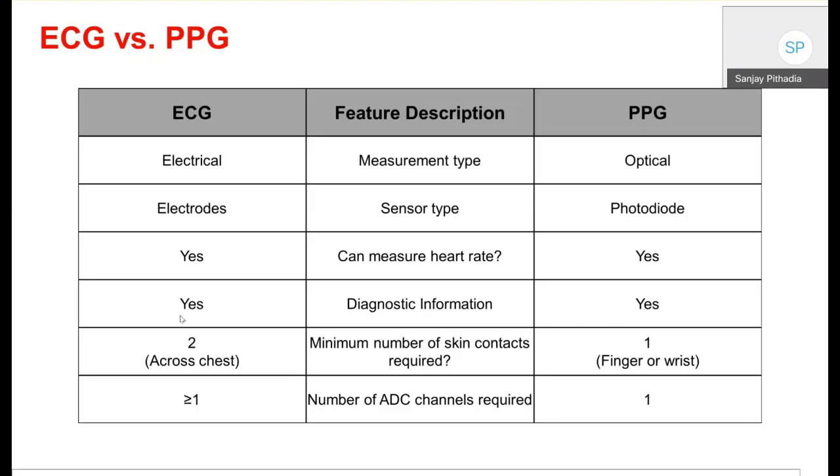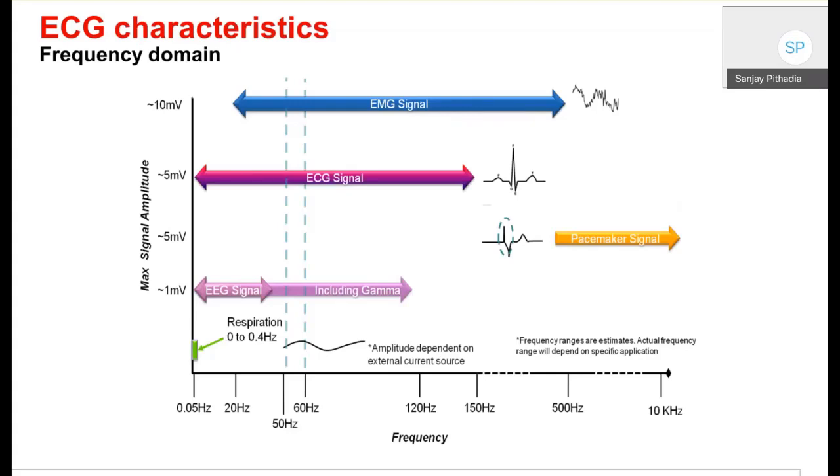Now let me show the frequency domain characteristics of both of these. If we look at this graph, the AC component of ECG is relatively low in frequency. It is usually between 0.05 hertz and a maximum of 150 hertz. And there is some diagnostic quality ECG which may require a little higher, 150 to 200 hertz. But most ECG falls under 100 or 120 hertz.